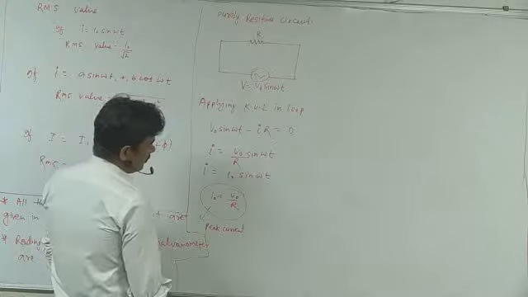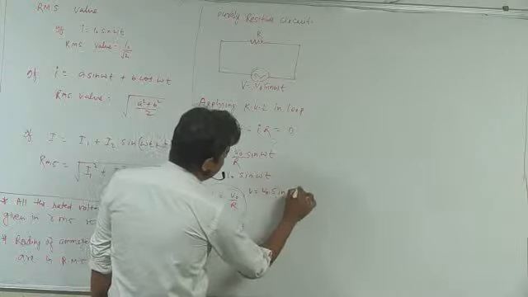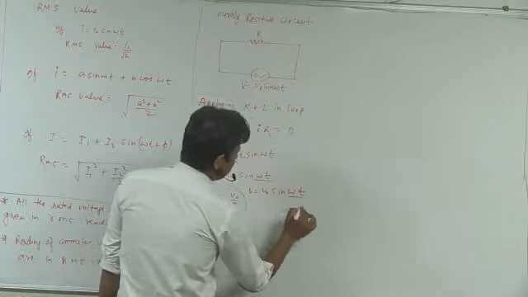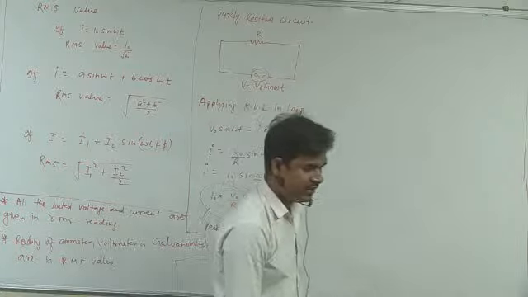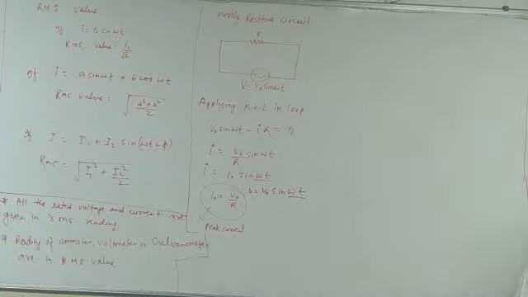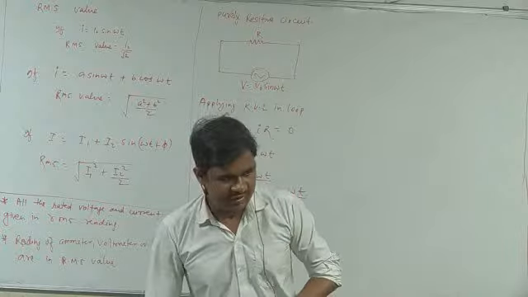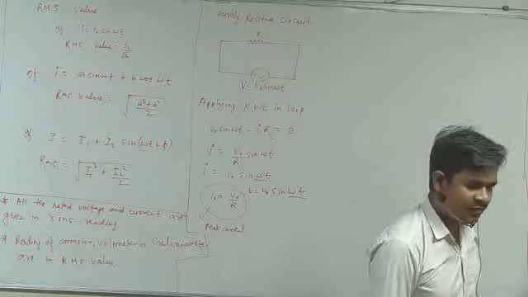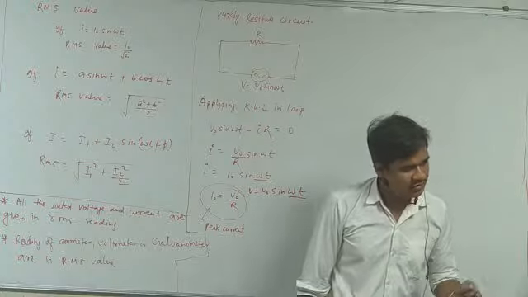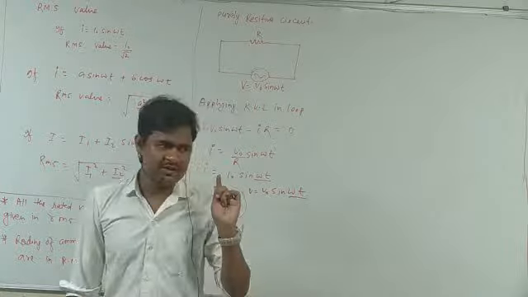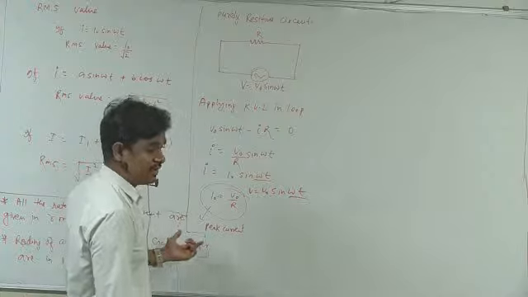So I is I naught sine omega t and V is V naught sine omega t. You can see that these terms are the same in both of them. Yes or no? So here current and voltage are both in the same phase. What is the meaning of same phase? When current is maximum, voltage is also maximum. When current is minimum, voltage is also minimum. When current is zero, voltage is also zero. Identical behavior. Is that clear? Understood? So we said they are in the same phase.